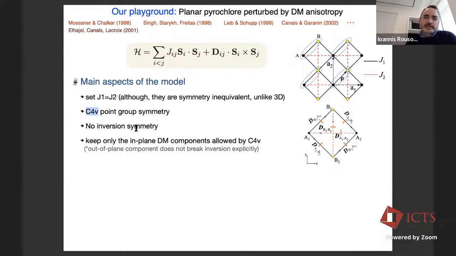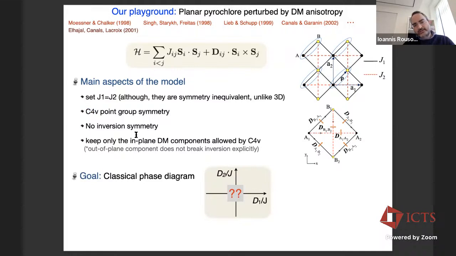With the Dzyaloshinskii-Moriya interactions that are allowed by this symmetry, we break the inversion symmetry explicitly. And there are two kinds of DM interactions. One is the in-plane interactions, which are shown here. And then there is also the out-of-plane uniform DM interactions, which we will disregard because they don't break inversion symmetry explicitly and will not give any interesting physics on their own. So we will only keep the in-plane DM components.